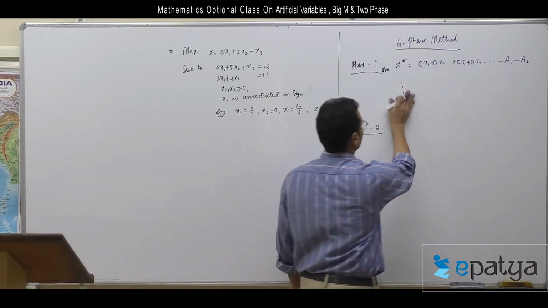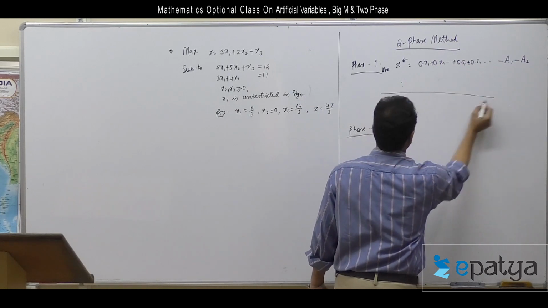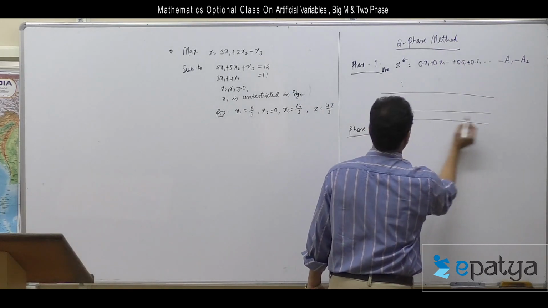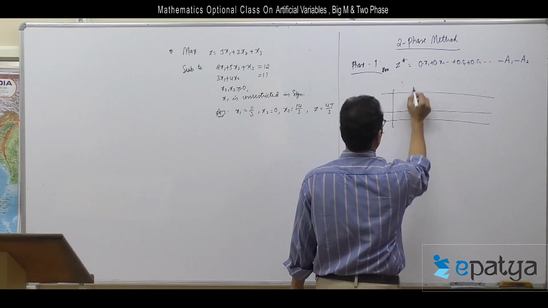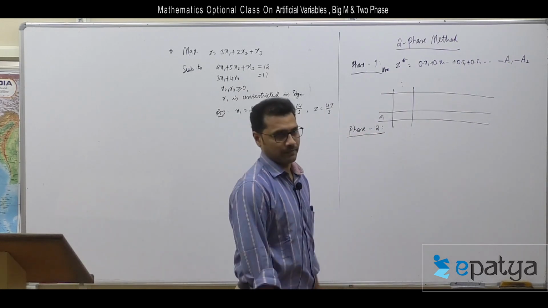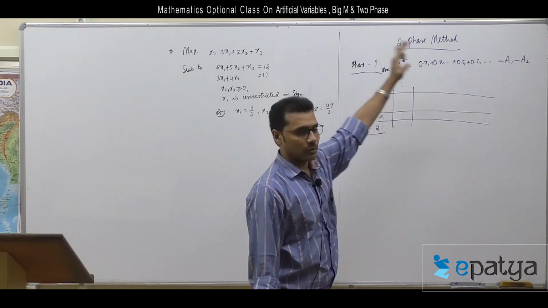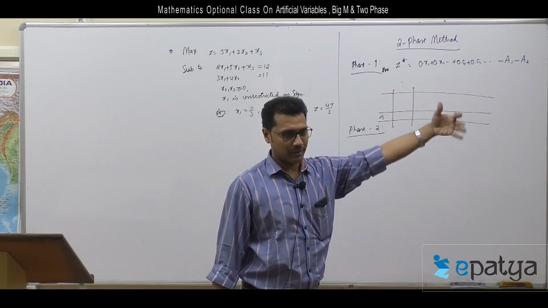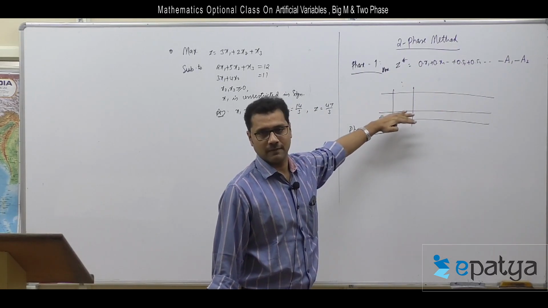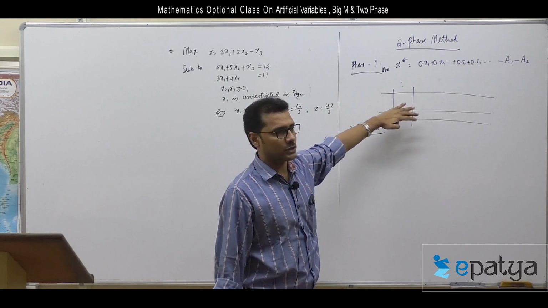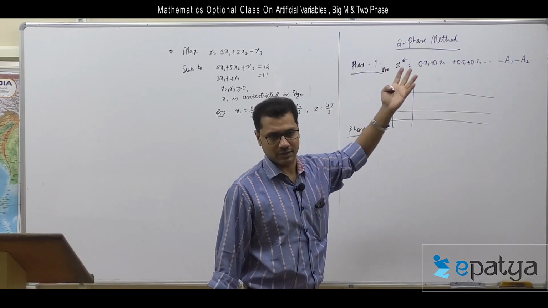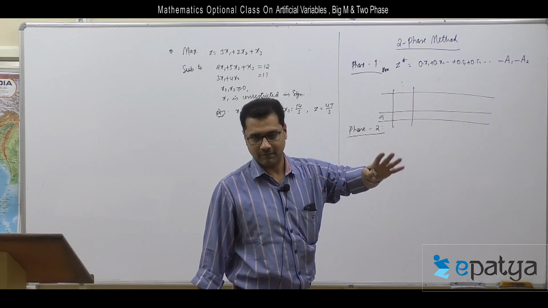When optimality is reached, this is delta j. When optimality is reached, the artificial variable goes out of the basis; only then can optimality be reached for phase 1. Optimality for phase 1 is when the artificial variable leaves the basis. Till that time you cannot get optimality, right?